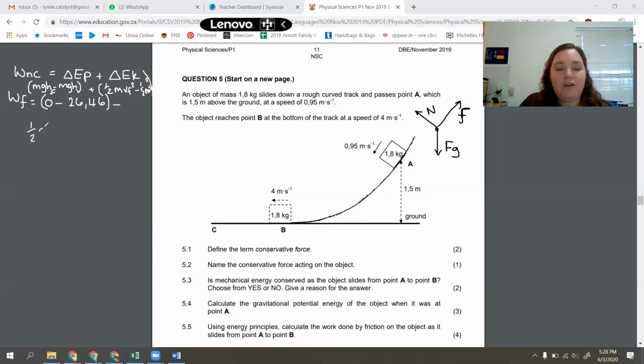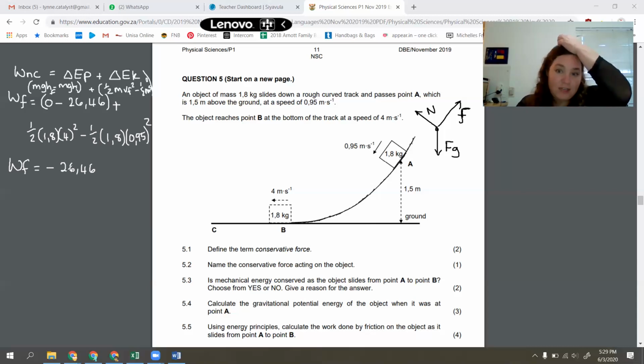So it's going to be a half times 1.8, the final is going to be 4 squared, minus a half times 1.8 times 0.95 squared. So therefore, I can say that the work done by friction is going to be -26.46. Sorry, that should read a plus. The change in potential energy is negative. It's decreased its potential energy.